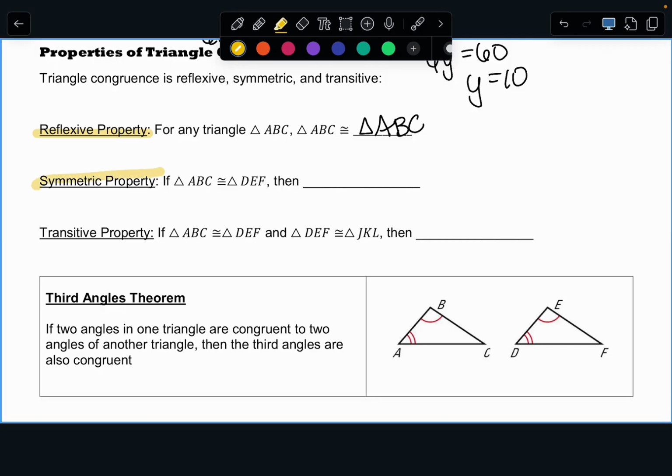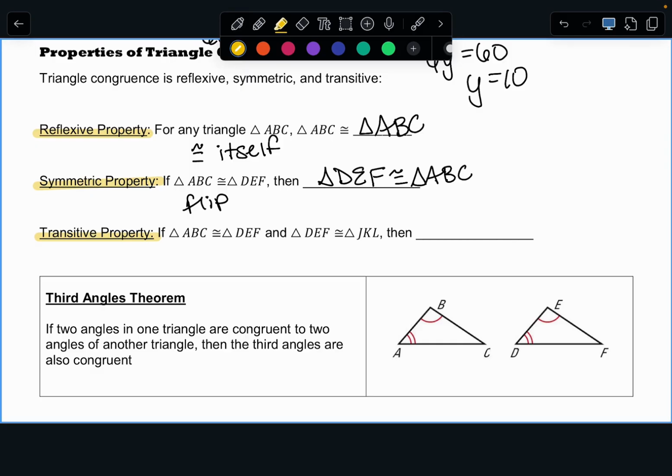We also have the symmetric property. If ABC is congruent to DEF, DEF is congruent to ABC. This is the one that we flip. Reflexive is everything is congruent to itself, the same on both sides. This one we flip.